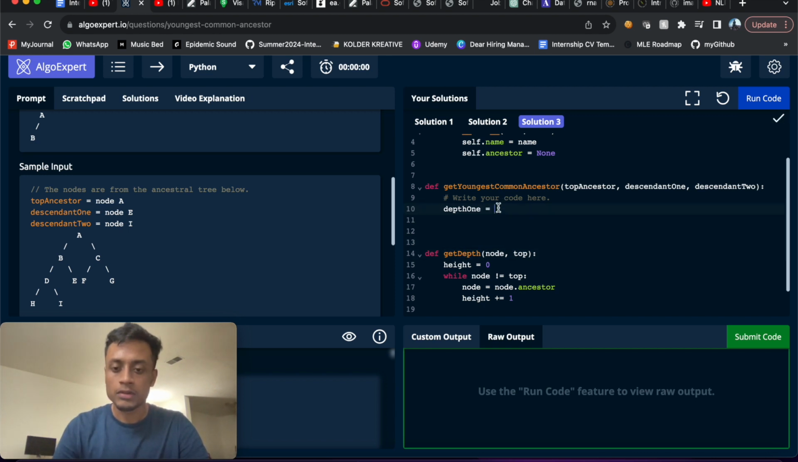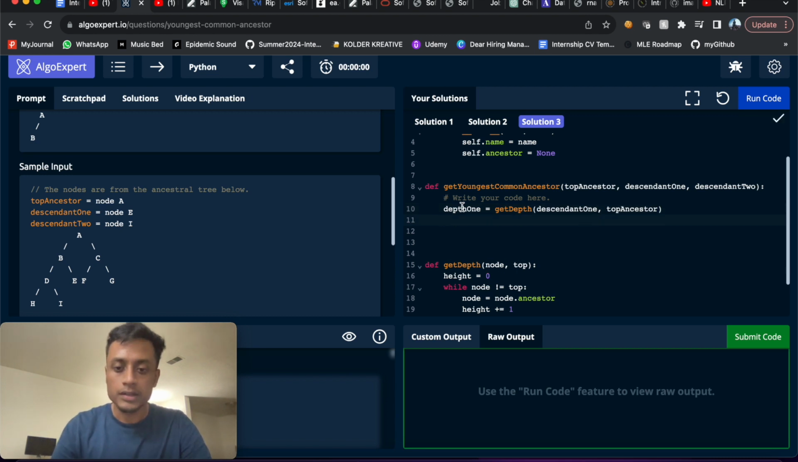Depth 1 is equal to get depth of the first descendant and the top ancestor, and then similarly for the second descendant I need to do the same thing.